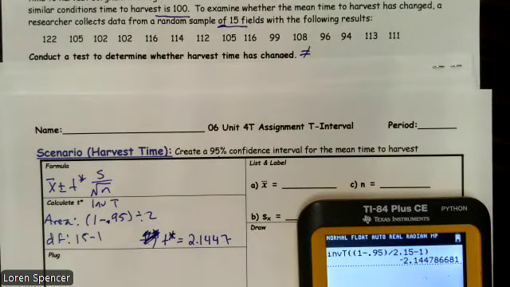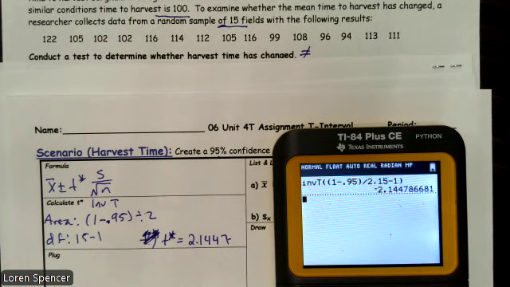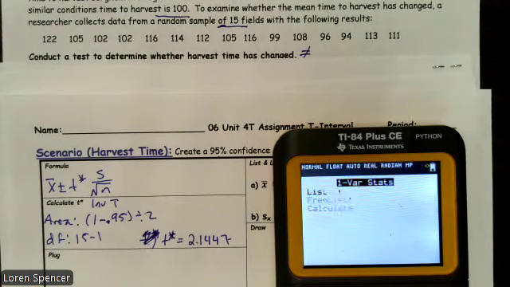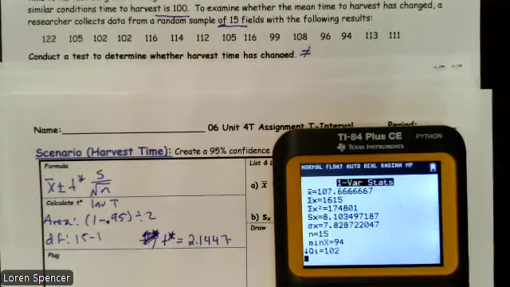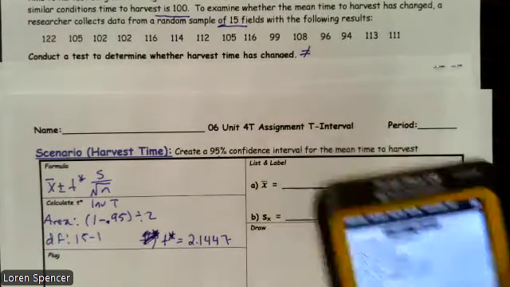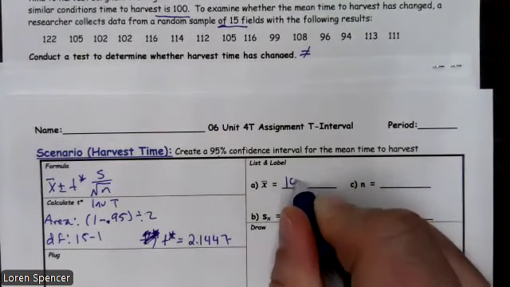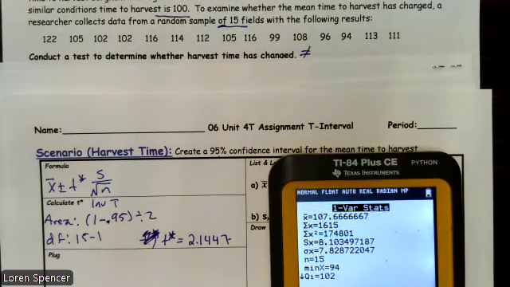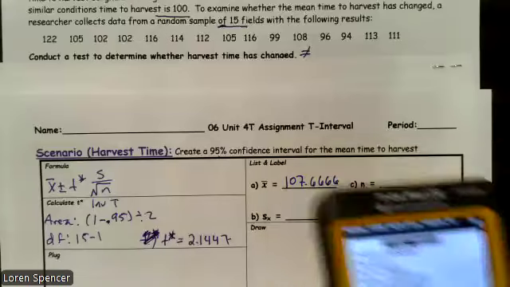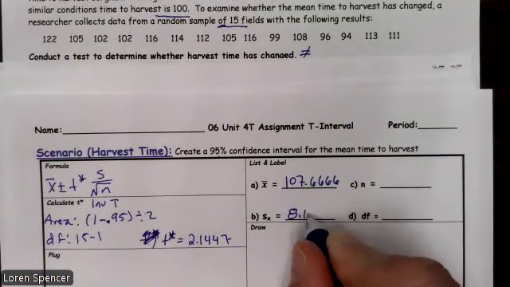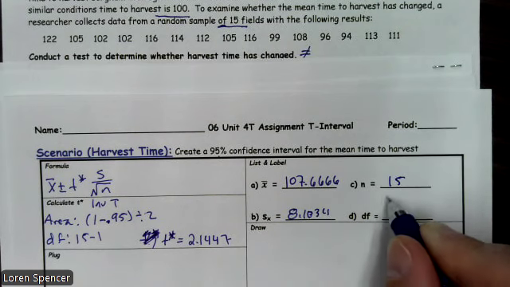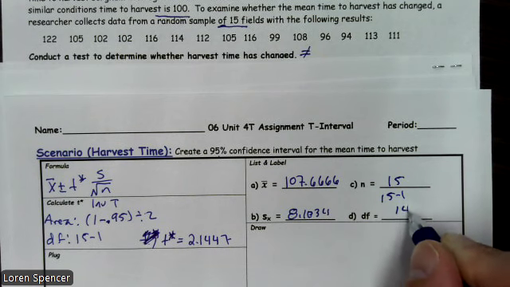All right. The next thing, our x bar. Well, I can do that one of a couple ways. I can run the test all the way through, or I can do stat, calc, one var stat. I'm going to do that real quickly. So there it is, x bar 107.666, and we had that earlier when we did our hypothesis test in the previous one. We have our standard deviation 8.1034. We have a sample size of 15, which means our degrees of freedom are 15 minus 1, or just 14.